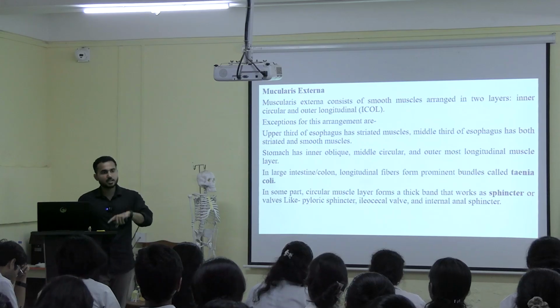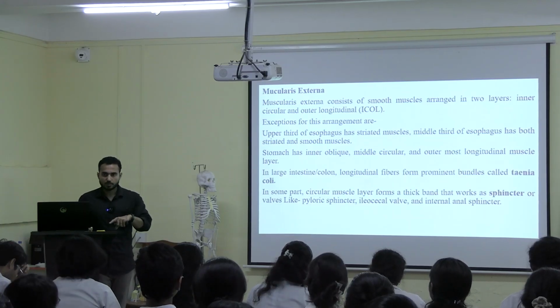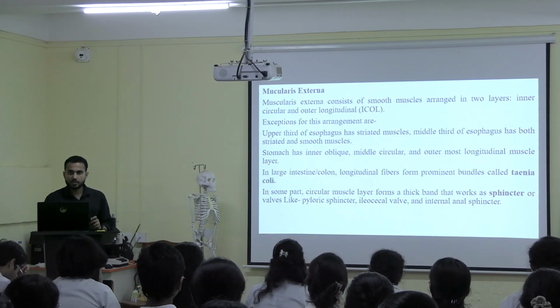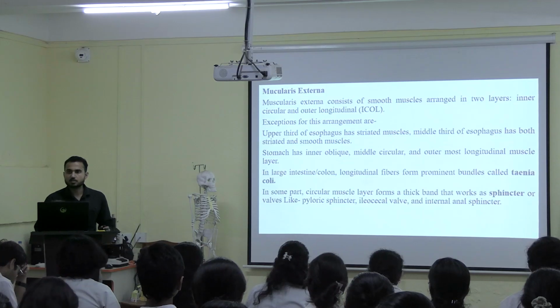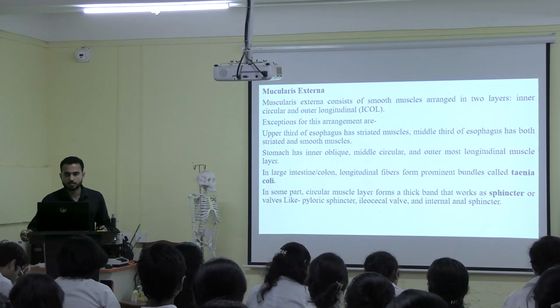So the transition is taking place. That is important. Everywhere in muscularis externa, we are not getting the smooth muscle. That is the exception in the case of esophagus only. Everywhere else you will be getting the smooth muscle.